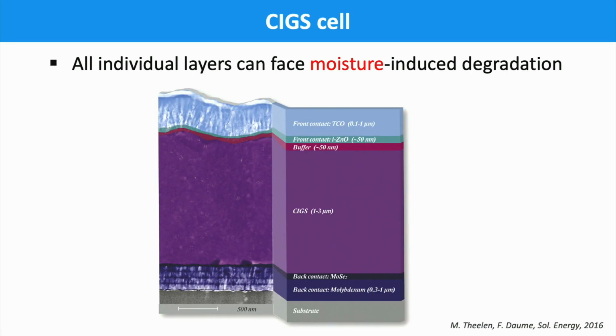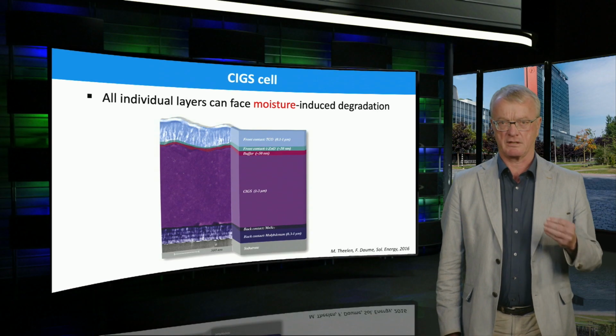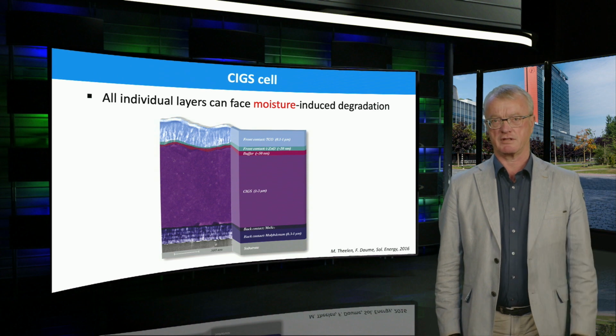Here we show the device structure of a CIGS solar cell. The sketch shows, from bottom to top, the substrate, molybdenum and selenized molybdenum films, the CIGS absorber, the cadmium sulfide buffer layer, and a contact layer and a TCO layer. All these individual layers can face moisture-induced degradation.